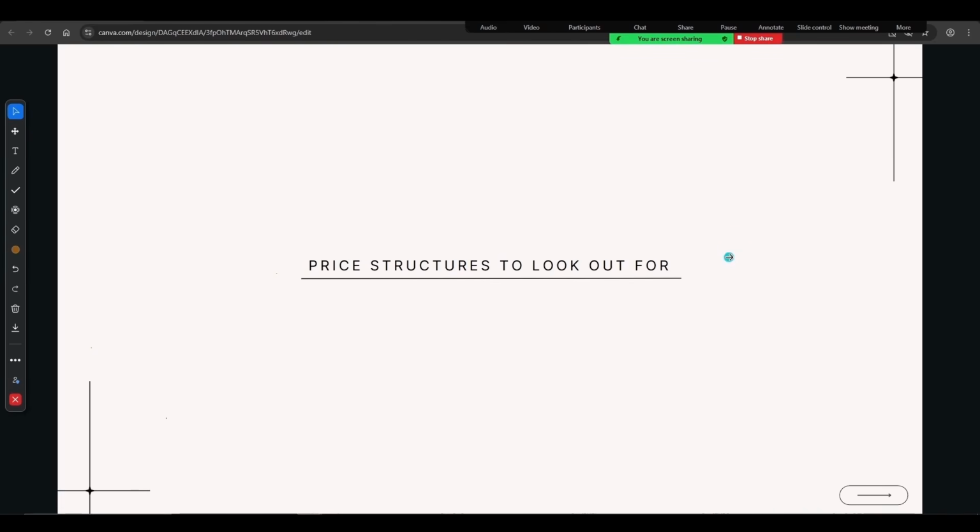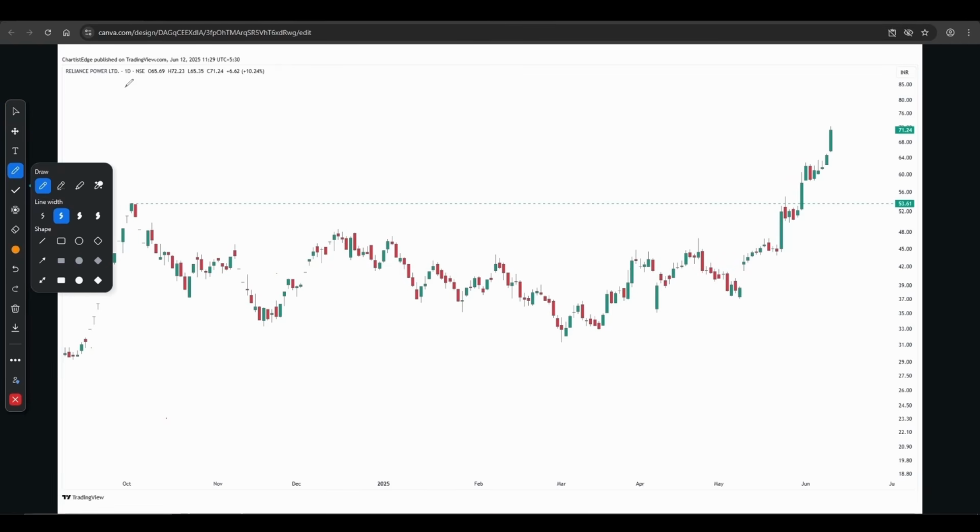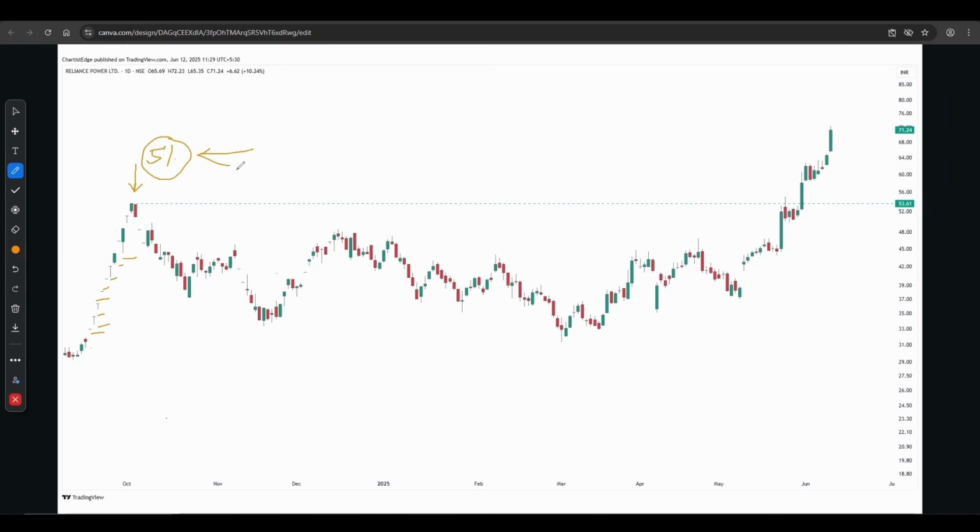So let us look at some of the price structures that we should look out for. Now the first example is Reliance Power. Now we can clearly see that when the price was moving up, it was moving up with upper circuits. Now this was the time when I guess it was locked in a 5% up circuit limit. So this naturally tells us that the liquidity will not be there and buying and selling will happen at random places.